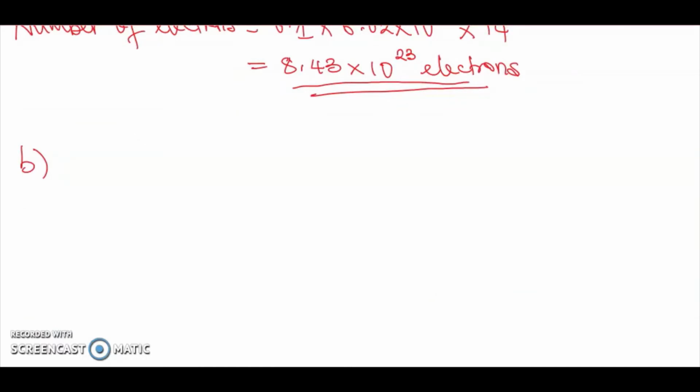Okay. The molar mass of calcium phosphate we calculated earlier on. It was 308. So the number of moles of calcium phosphate is equal to the mass of calcium phosphate, 1.6, divided by the molar mass of calcium phosphate, that is 308. This gives us 0.005 mole of calcium phosphate.